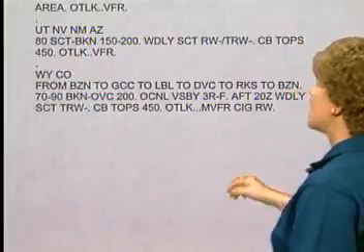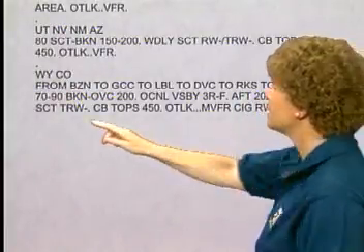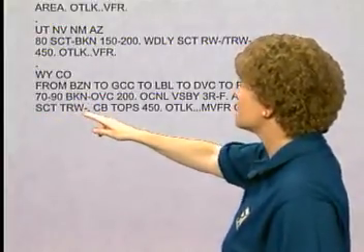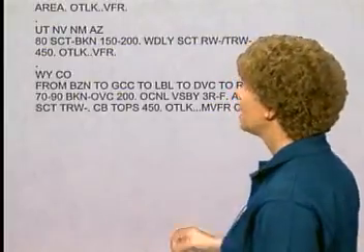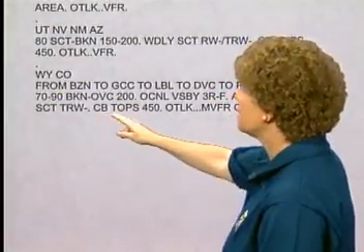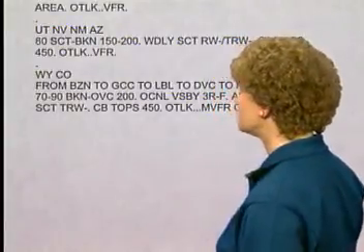Now, they tell us that after 2000 Zulu, you can expect widely scattered thunderstorms and light rain showers, RW-, for light rain showers. They use a little bit different abbreviations in the area forecast than you've seen in the METARs and TAFs. CB tops, cumulonimbus tops, could go to 45,000 feet. So if I were planning to get to Liberal, Kansas, I'd be getting there well before 2000 Zulu.